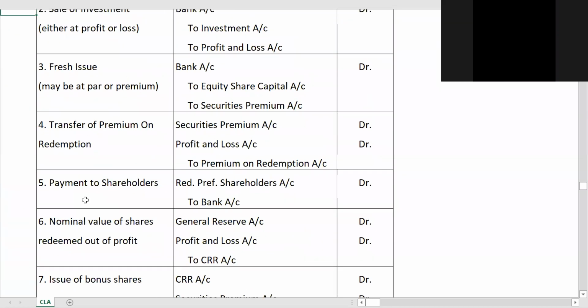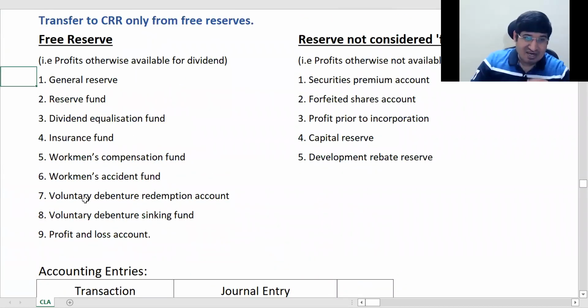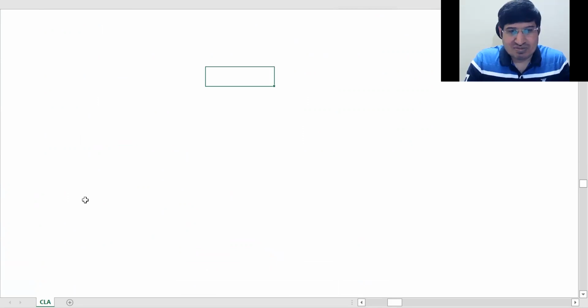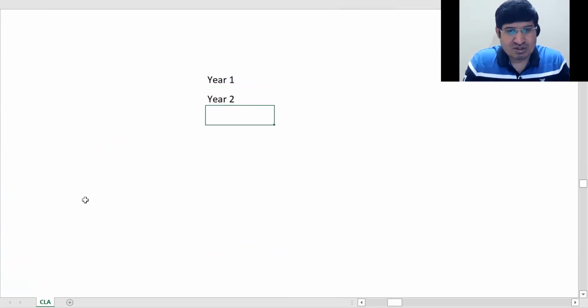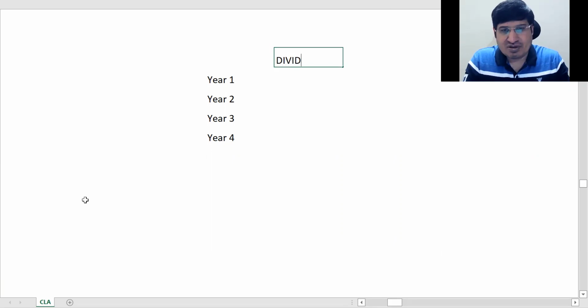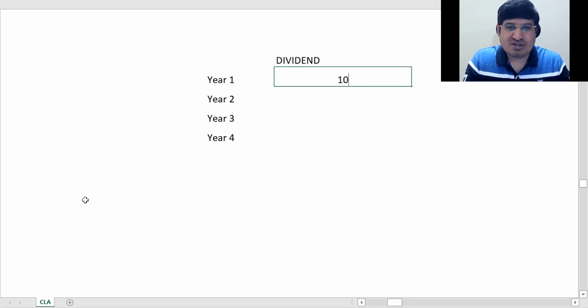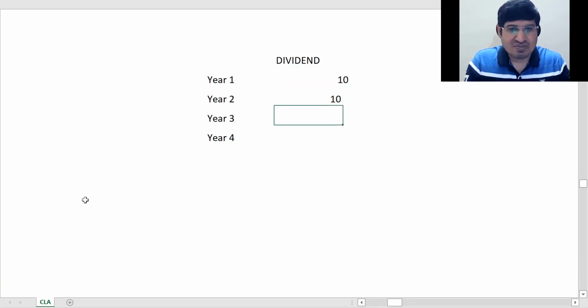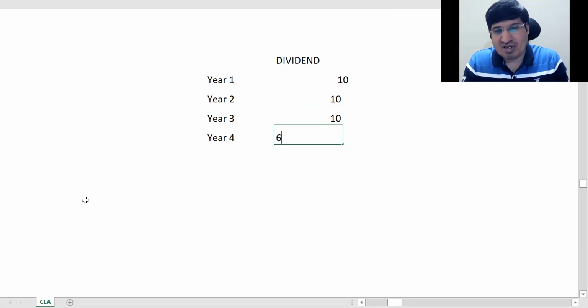Sir, dividend equalization fund, what is that? Dividend equalization fund, what happens is, see, normally a company pays dividend, right? So say this is year 1, year 2, year 3, year 4. Now every year roundabout I'm paying dividend, say of 10 lakhs, 10 lakhs, 10 lakhs. So every year I'm paying 10 lakhs. Now, suddenly this year was not that good. I'm able to pay only 6 lakhs.